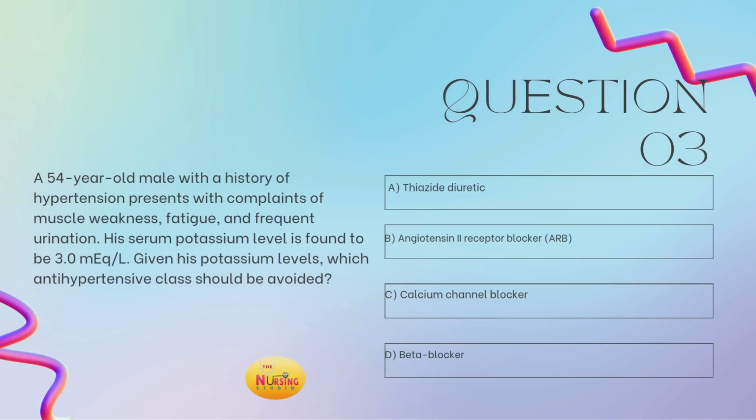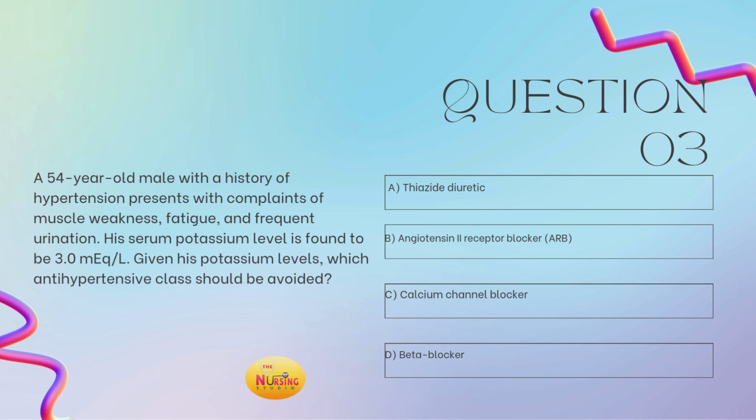All right, lastly, question number 3. A 54-year-old male with a history of hypertension presents with complaints of muscle weakness, fatigue, and frequent urination. His serum potassium level is found to be 3.0. Given his potassium levels, which antihypertensive class should be avoided? Is it A, a thiazide? Is it B, an ARB, C, calcium channel blocker, or D, beta blocker? Tell me what you got in the comments, y'all.